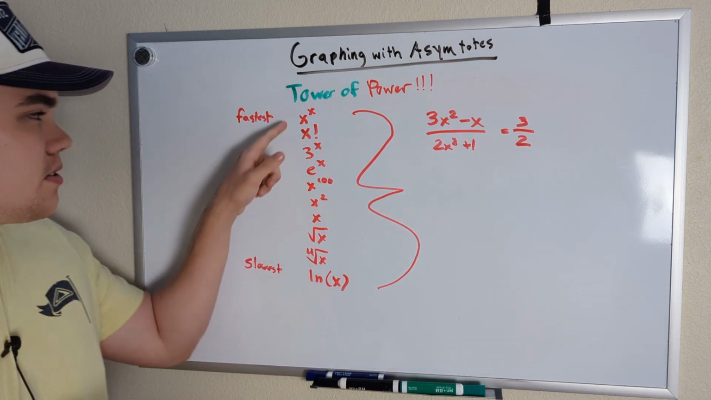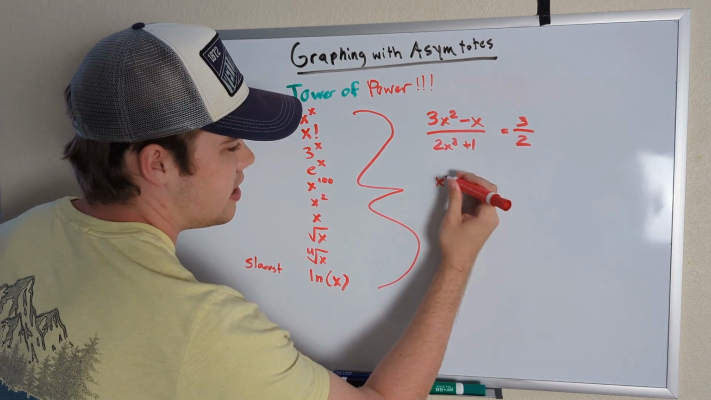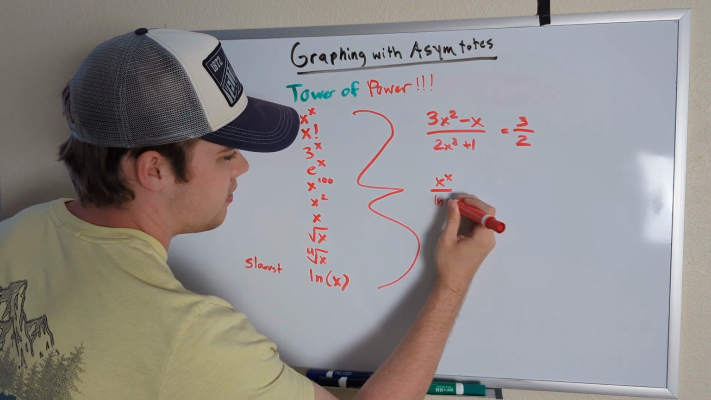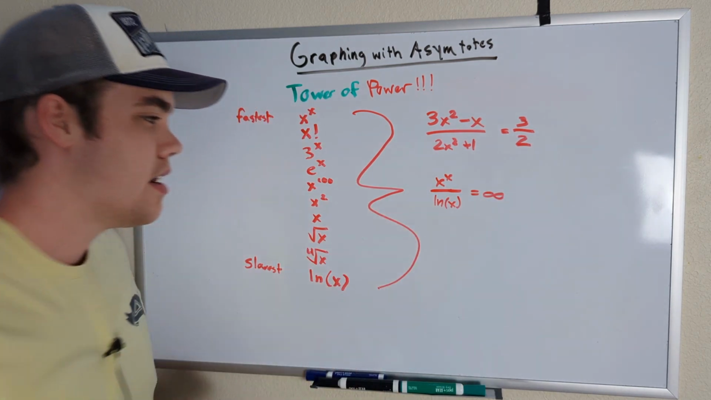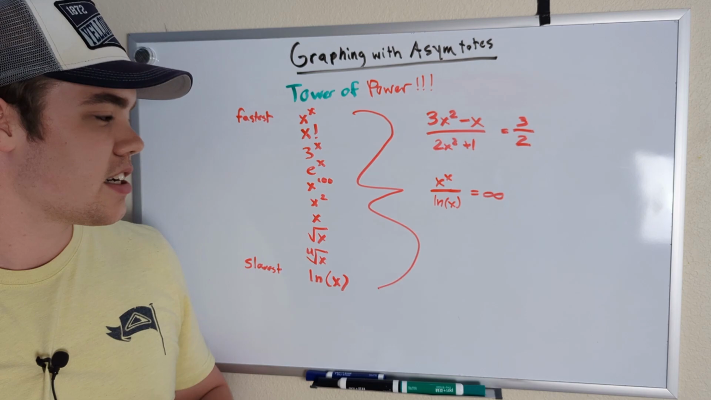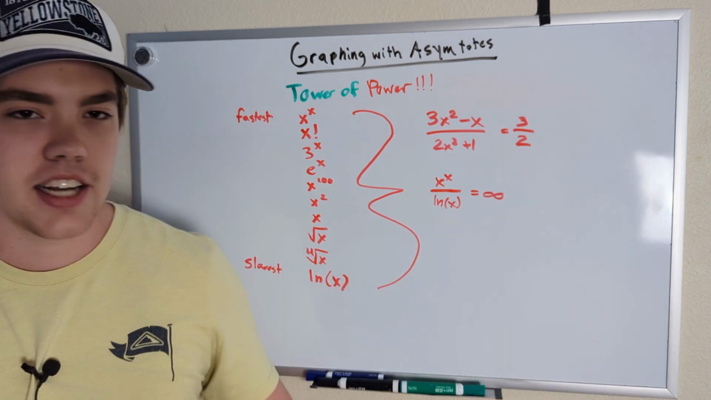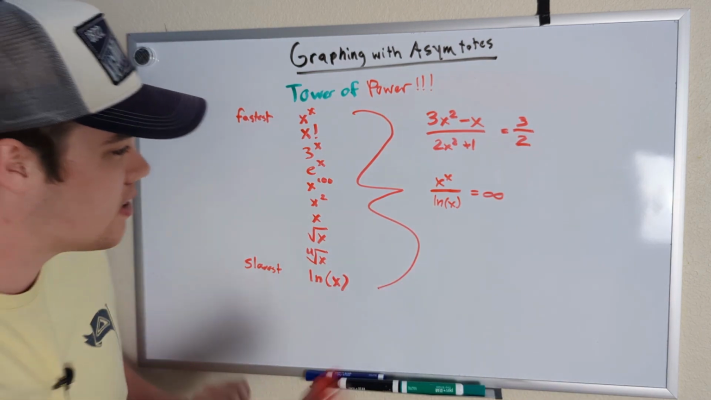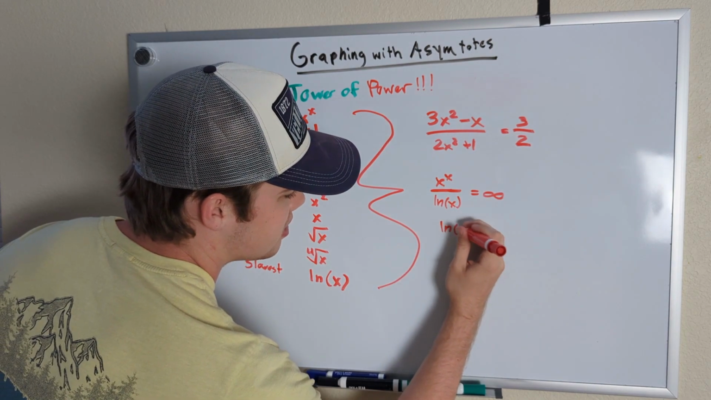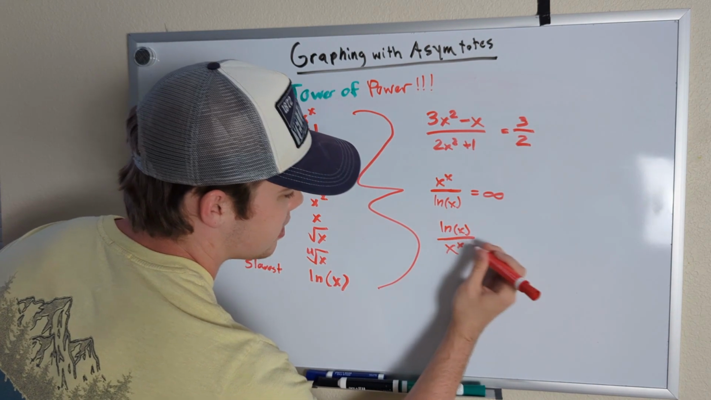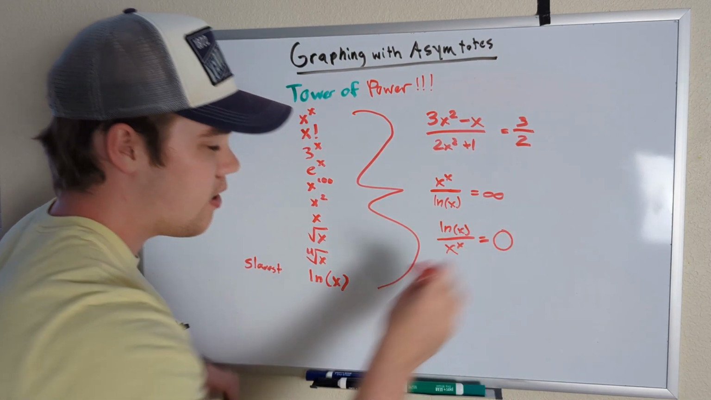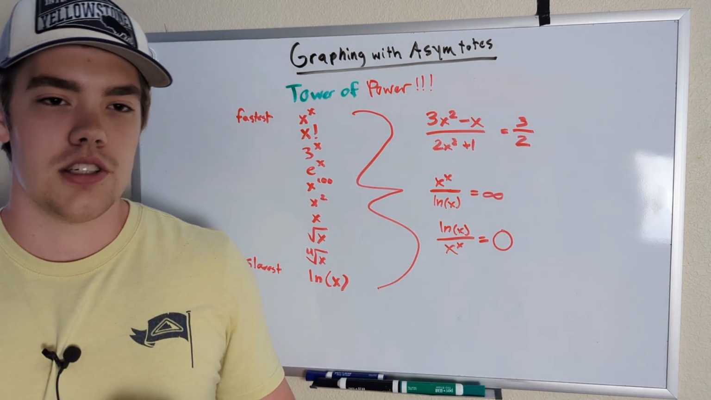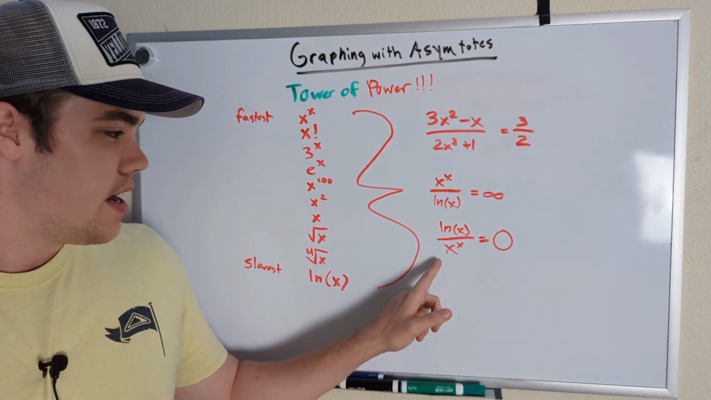So for example, if you have something like x to the x power divided by natural log of x, the limit of this function would just end up being infinity. And that's because x to the x power approaches infinity way faster than natural log of x. But if we were to flip it, if we had natural log of x divided by x to the x power, and that approached infinity, this limit would just equal 0. Because natural log of x approaches infinity way slower than x to the x power.